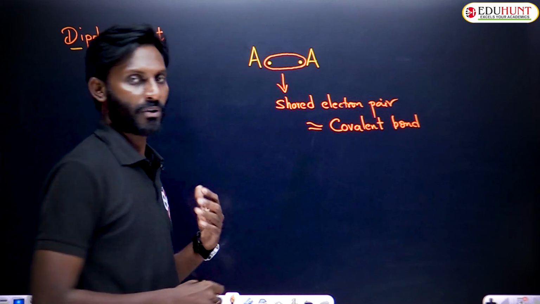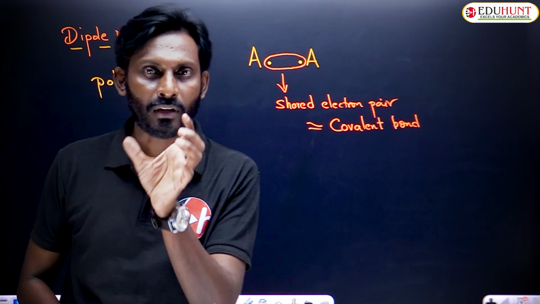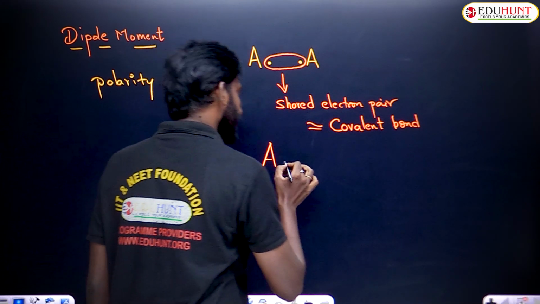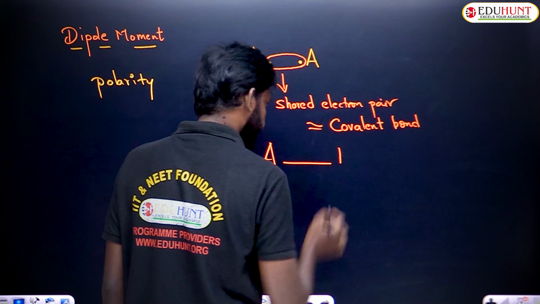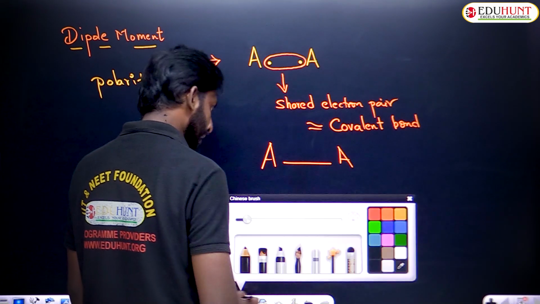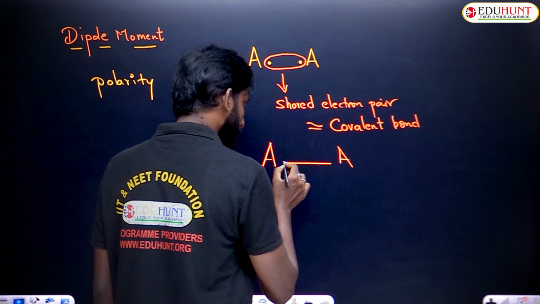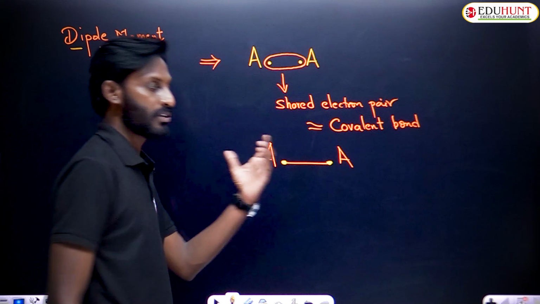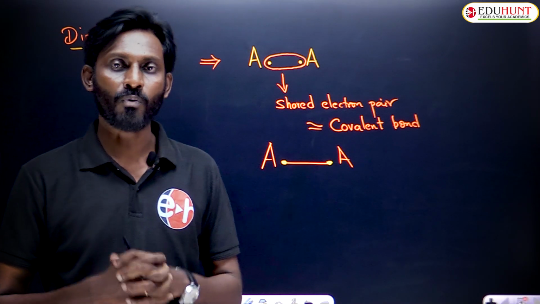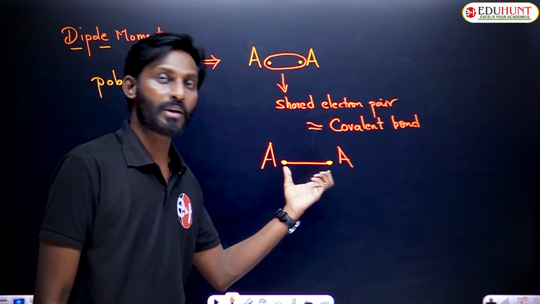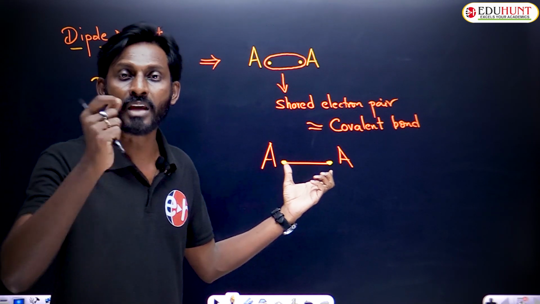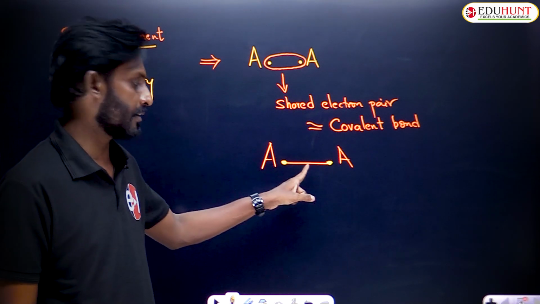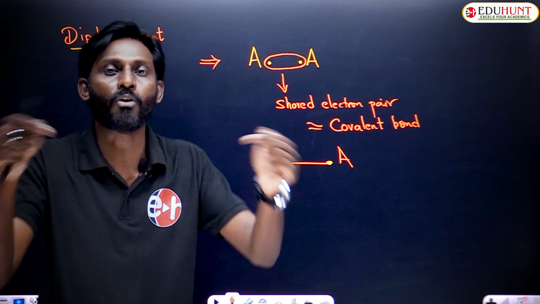Every time, instead of showing that shared electron pair as dots, we in general show the covalent bond as a line. Consider this line as a pair of electrons, a bond pair: one electron from this atom and another electron from this atom. That means this electron pair is shared equally by the two atoms.